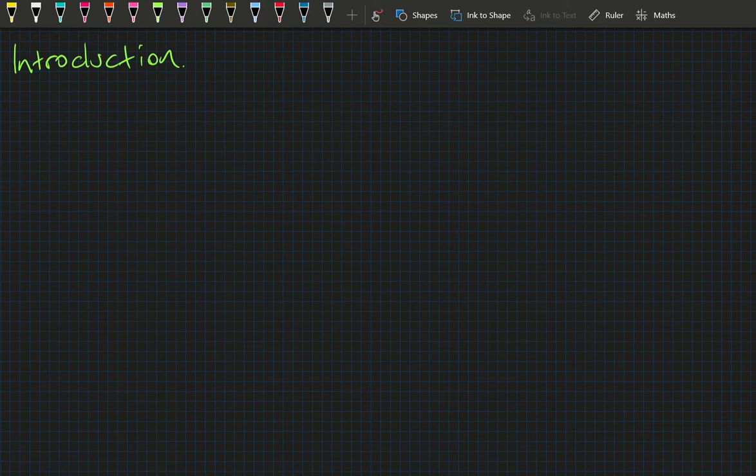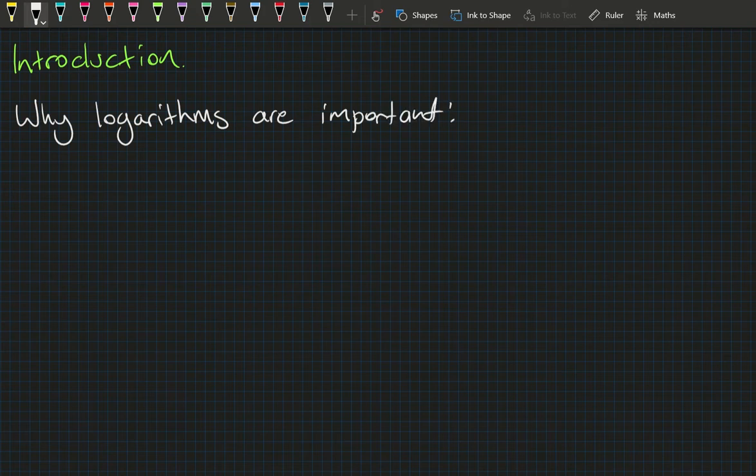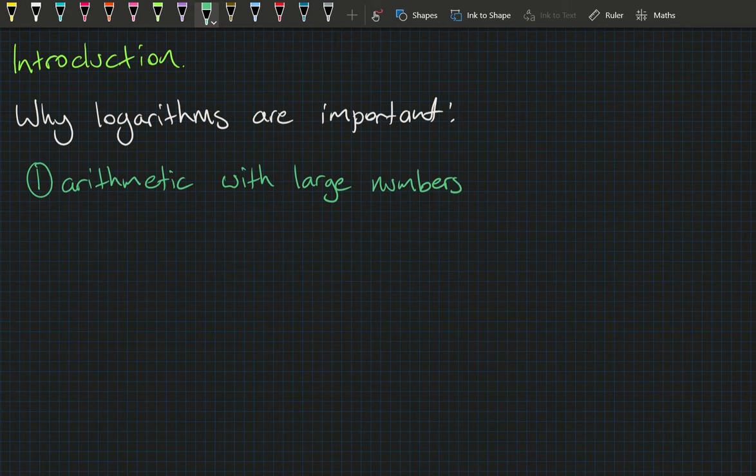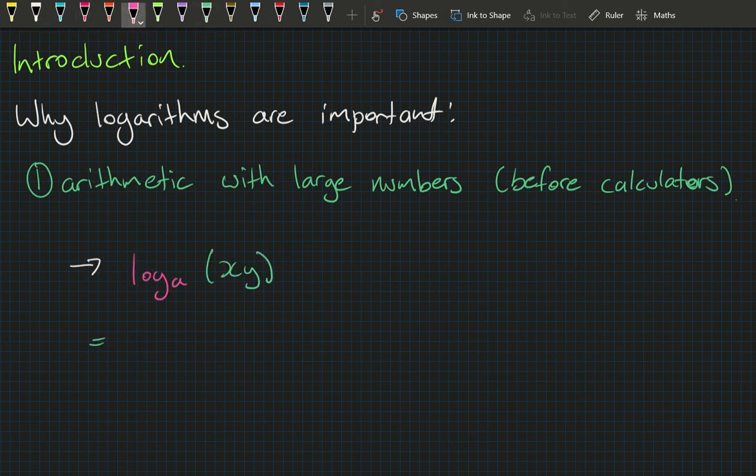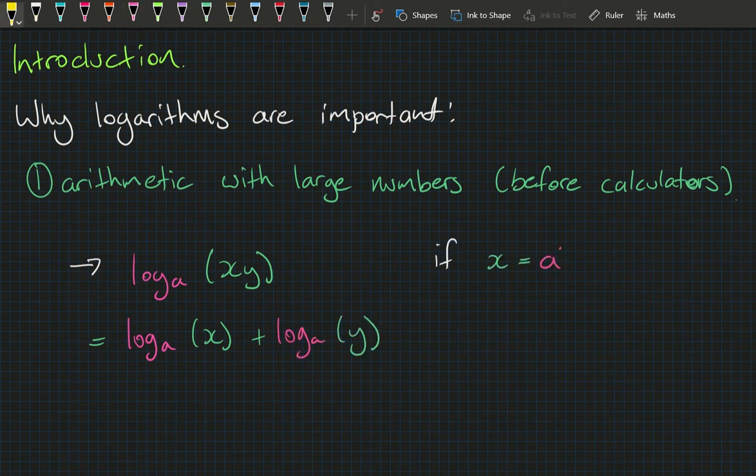Now, it might seem obvious to you now, but this lesson is going to be about why logarithms are important and useful. The first reason is arithmetic with large numbers, and this is what they used to do before they had calculators everywhere. That's because log base a of x times y is equal to log base a of x plus log base a of y. And of course, if x is equal to a to the m and y is equal to a to the n, then this sum here is just equal to m plus n.